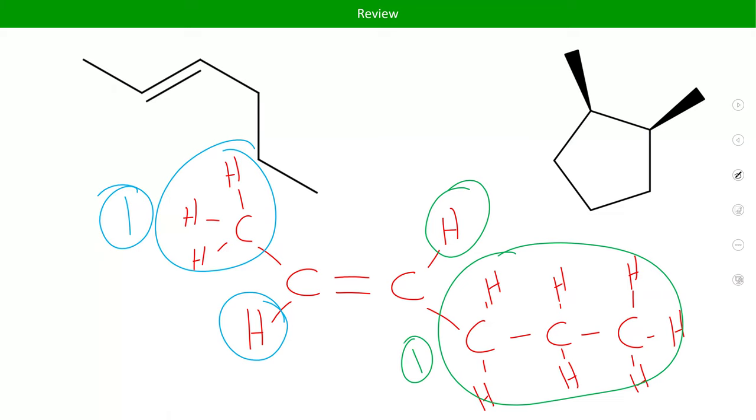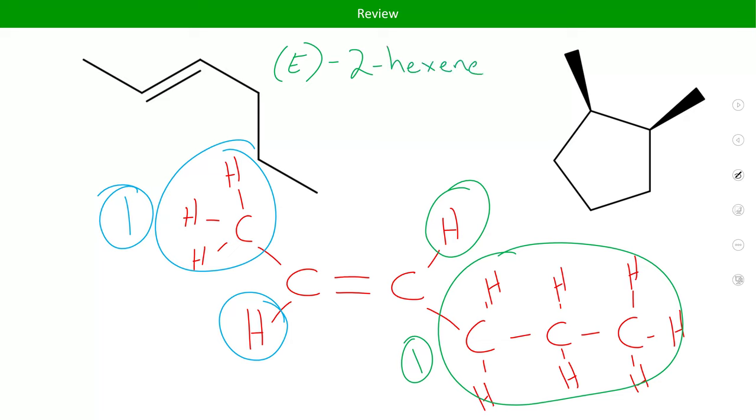Because our higher priorities are on opposite sides, it's the same logic we use to say that it's trans, but the terminology, if you're using this priority system, is to call it, make sure I don't say it wrong the first time, entgegen, E. We just call it E instead of writing out trans. This one is traditionally done in parentheses, not italics. So it'd be (E)-2-hexene.